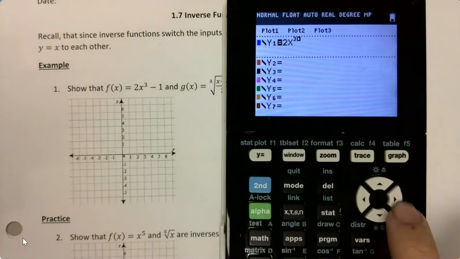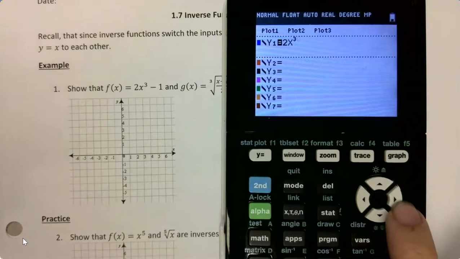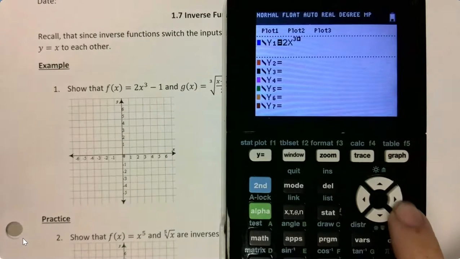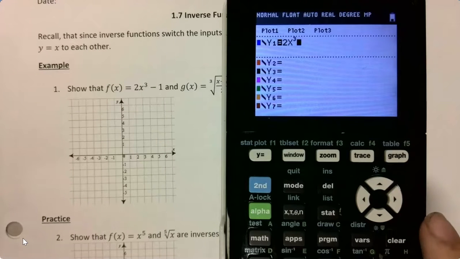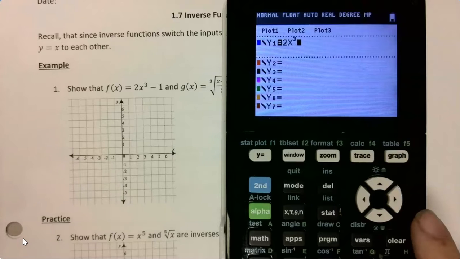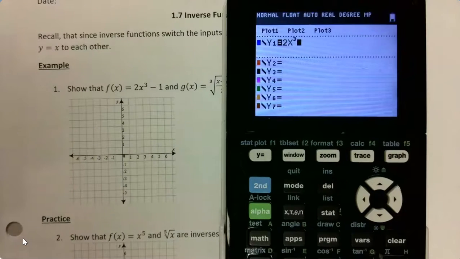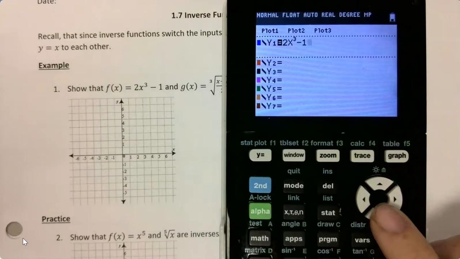Is it really? Okay. Then I arrow to the right to get out of my exponent. And then, wow, it's really slow. Then I want to do minus 1. That's what's on the paper. I don't know why it's not on the screen.